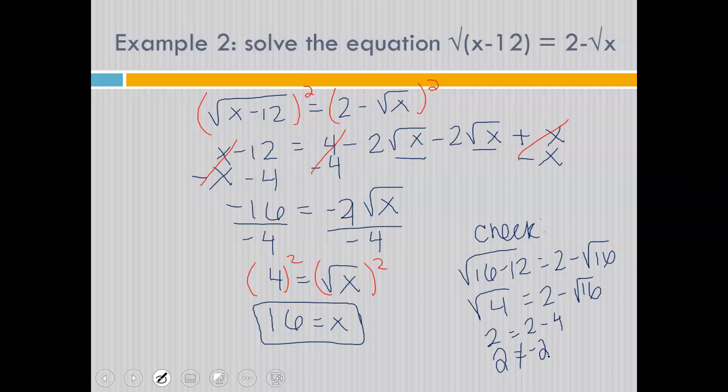Okay, so then it would fail. So this does not work. It is an extraneous solution, because 2 does not equal negative 2. So that makes 16 an extraneous solution, where you get an answer, but that answer is not valid.